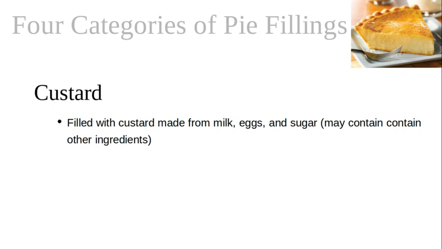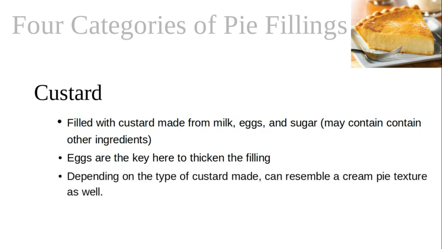However, a lot of the cream textured pies are made with a lot of eggs, and they're made so they are just like a custard. So eggs are really the key here to thicken the filling. Anytime you see those eggs incorporated in, then you know it's a custard based pie. Like I said, depending on the type of custard made and the flavoring, it can resemble a cream pie texture as well.